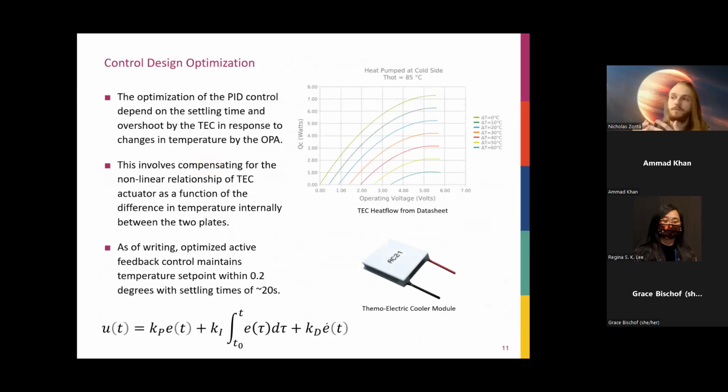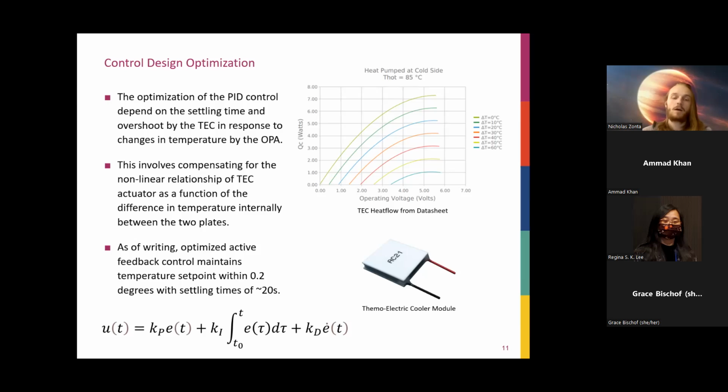So what does this mean in terms of optimizing our control design? The optimization of a proportional, integral, and derivative controller depends on the settling time and overshoot of our actuator in response to the temperature generated by the OPA. PID control basically depends on implementing a gain constant against the error, or the difference between where you are and where you want to be, on the error signal, the integral of the error signal, and the derivative of the error signal, respectively. This involves compensating for the non-linear relationship of our actuator, our thermoelectric cooler module, as a function of the difference of the temperature internally between these two plates, as it is a Peltier module.